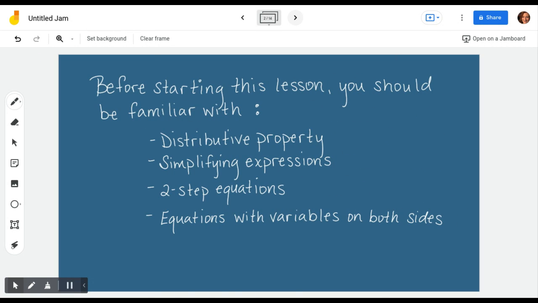Before starting on this lesson, you should already be familiar with the distributive property, simplifying expressions, two-step equations, and equations with variables on both sides. Moving forward with these examples, I'm just going to work under the assumption that you already know how to do those things. So if anything in that list does not look familiar to you, I do have videos for each of those, and I would recommend that you definitely check those out before this one.